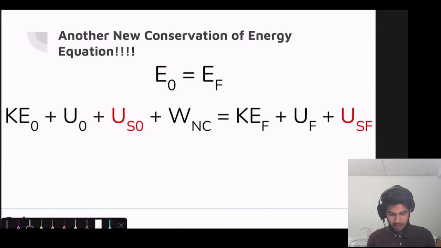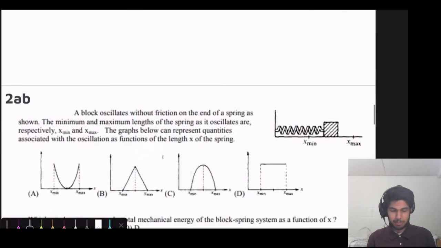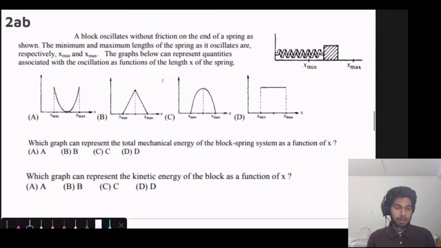Okay, I think with that said, we're ready to attack some problems. So we'll start out with some graph questions, which are very important to be good at, because these come up a lot on exams. So a block oscillates without friction on the end of a spring as shown.